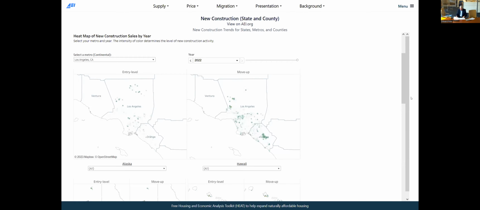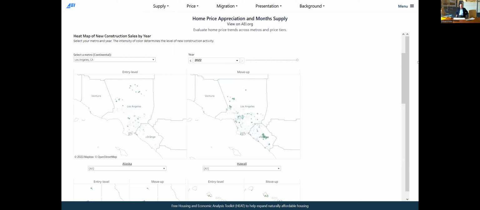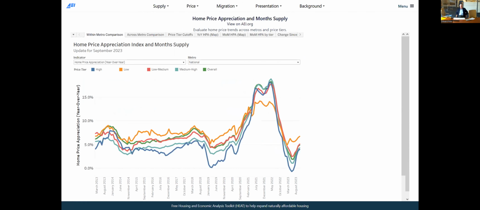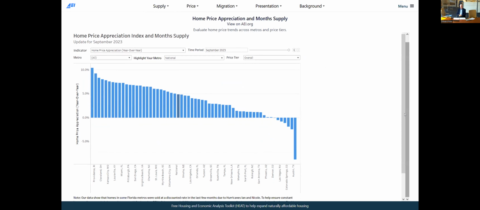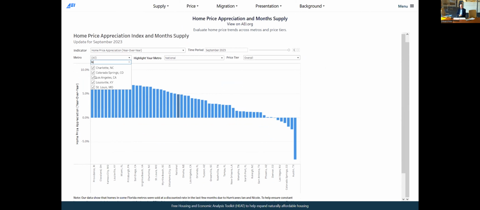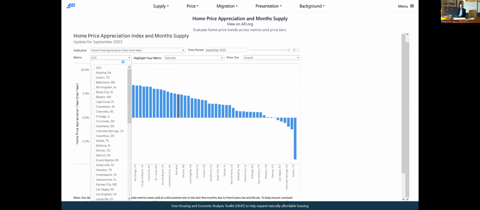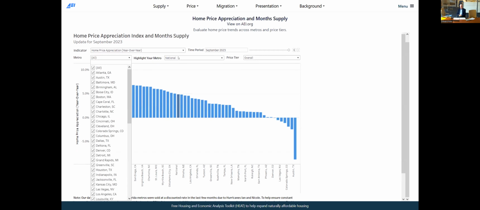We're now going to move on to the second set of tools, which are price, and we're going to go with house price appreciation and month supply. There's a whole bunch of tools here. We're going to focus on the first one, which is house price appreciation year over year. And if you can highlight LA. I think you need to go one over. Highlight Metro, yeah, there we go.